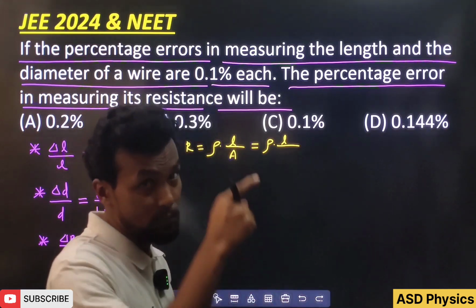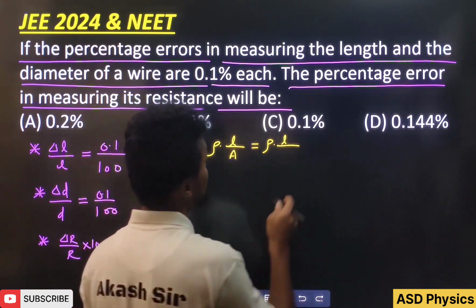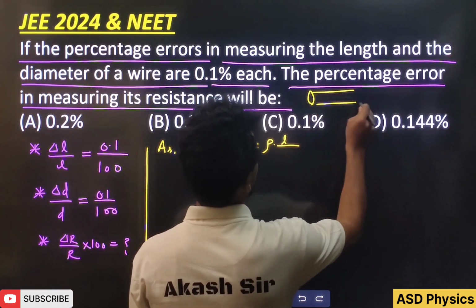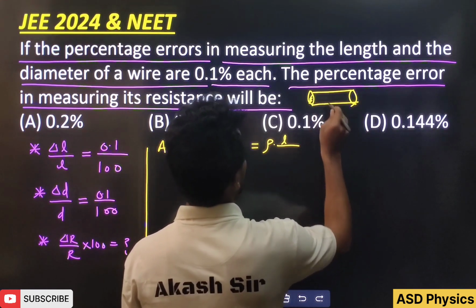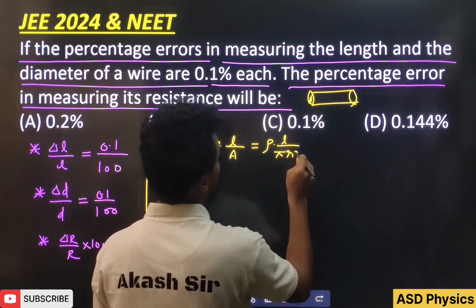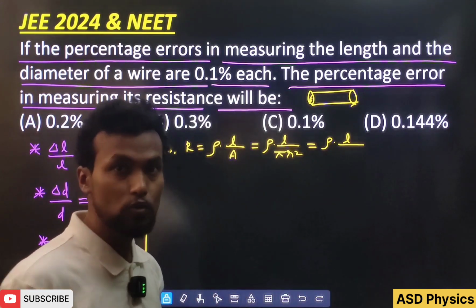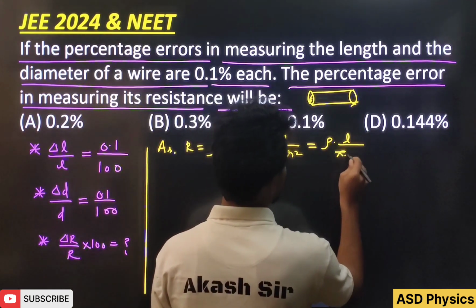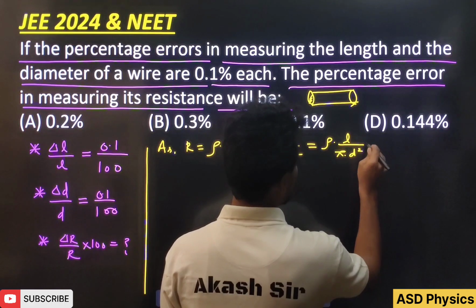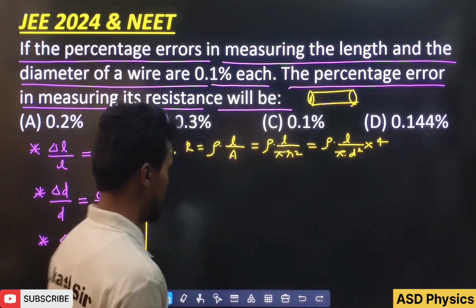Since nothing is given, we will take a cylindrical wire. Like this cylindrical wire, and this is the area of cross section, pi r squared. Radius means half of the diameter, so I can write pi d squared by 4, which will go in the denominator.